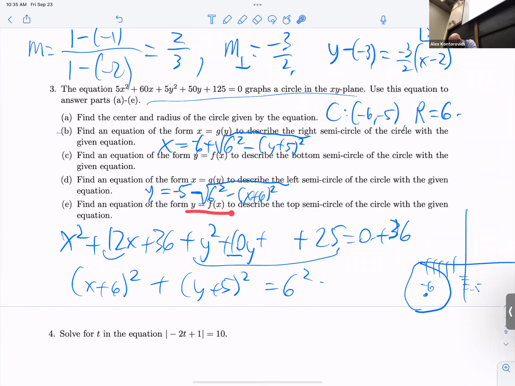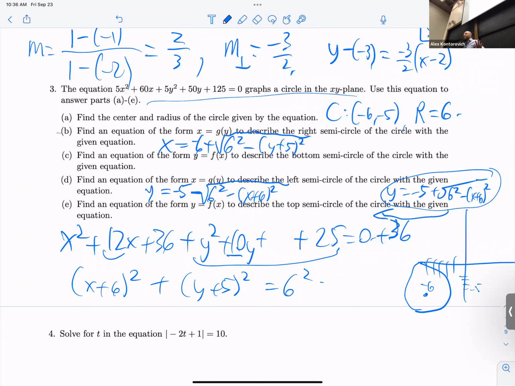Okay, find an equation to describe the top semicircle. You serious? Okay, plus or minus. Y equals -5 plus root 6 squared minus x plus 6 squared is the answer to this. Done. Next.